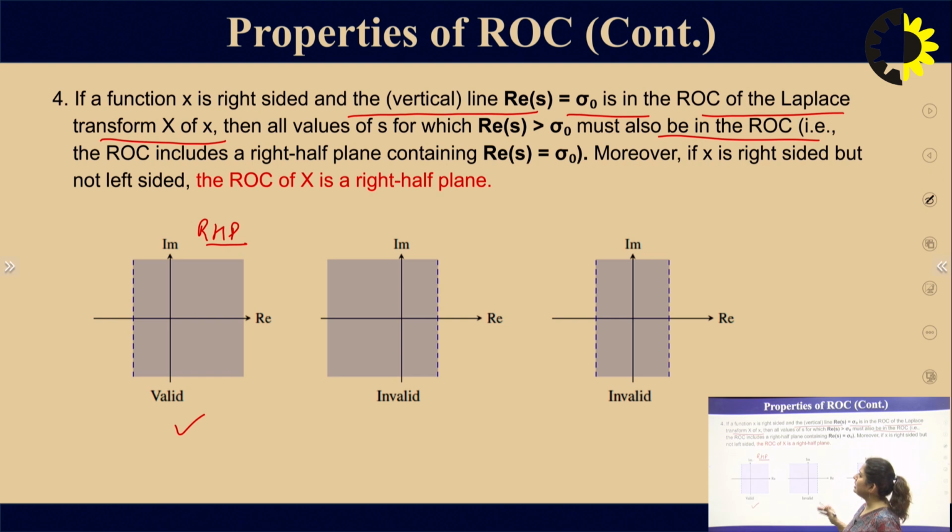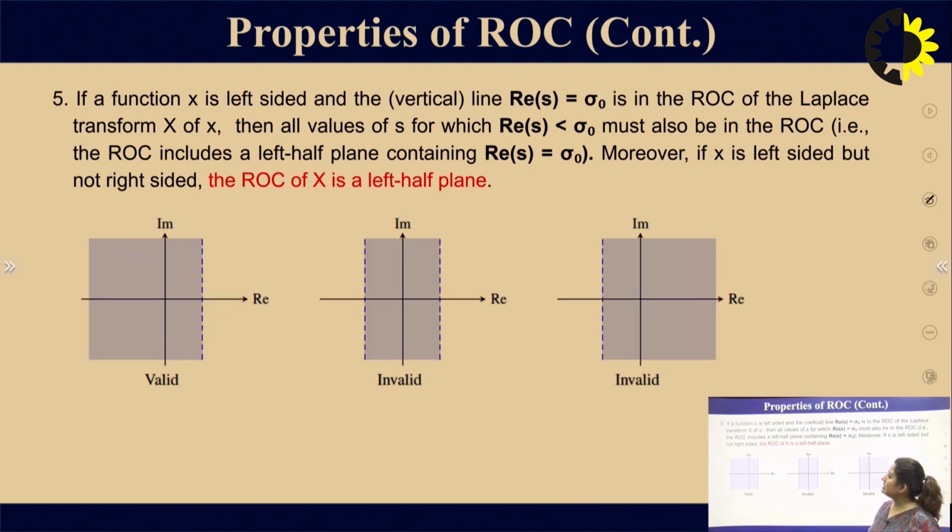So because we are taking here the right sided signal, this ROC is not valid. Similarly, the ROC between the two strips is also not valid because we have only one pole at the left side, and the last one has one pole at the left side and the second pole at the right side. So we have one right sided signal and the other one is a left sided signal, but we are taking here the case of a right sided signal function. So this third ROC is also not valid. So in case of these three ROCs, only the first ROC is valid, which is of the right half plane.